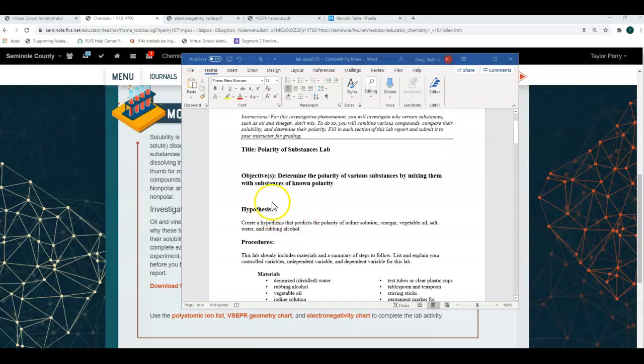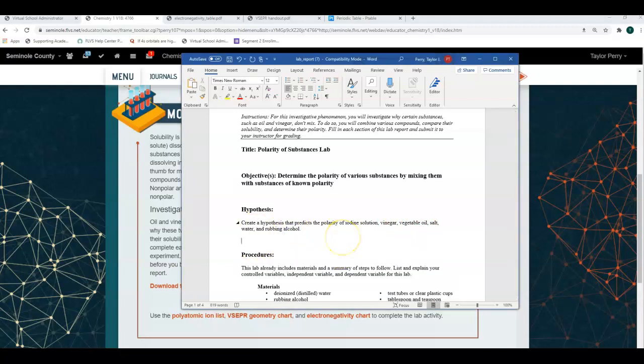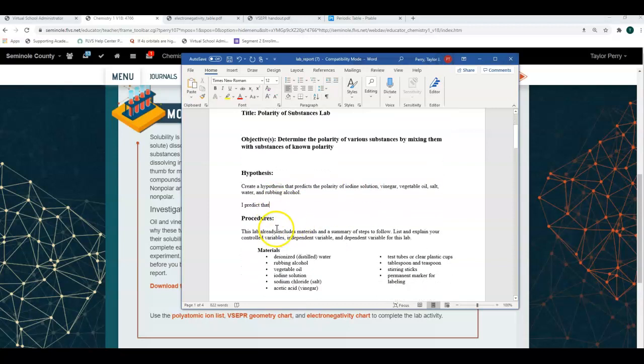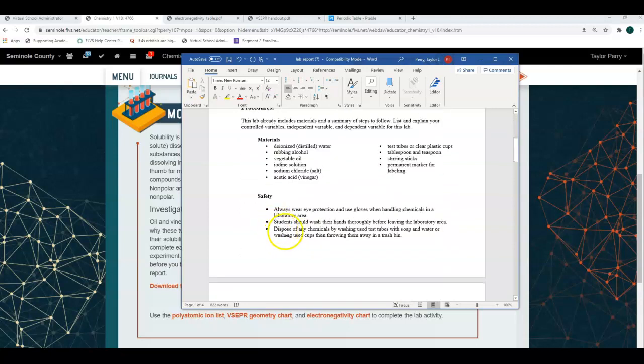The hypothesis, I'm not going to write that one, but it says create a hypothesis that predicts the polarity of iodine solution, vinegar, vegetable oil, salt, water, and rubbing alcohol. Literally, just type in what you think will be polar and what you think will be non-polar. You can just completely guess. Like, I predict that vinegar, vegetable oil, and rubbing alcohol will be nonpolar, and the other stuff will be polar. Anything like that. That one's pretty easy, so I'm going to skip over that. You can just type that in yourself.